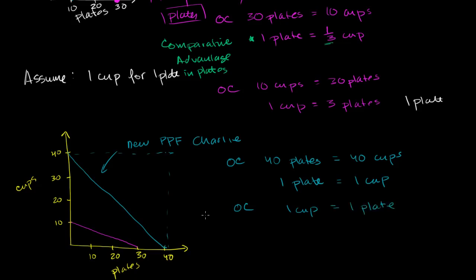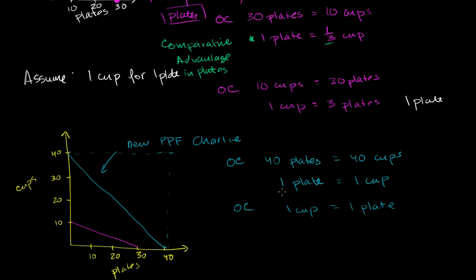Now, given this new reality, we've already established Charlie has an absolute advantage in both. Using the same inputs, he can do more of either of them. And remember, when you're talking about absolute advantage, you have to think about the amount of inputs you use. Who's more productive in that way? But let's think about comparative advantage. If we think about plates, who has a lower opportunity cost for producing a plate? Patty hasn't changed. Her opportunity cost for producing a plate is 1/3 of a cup.